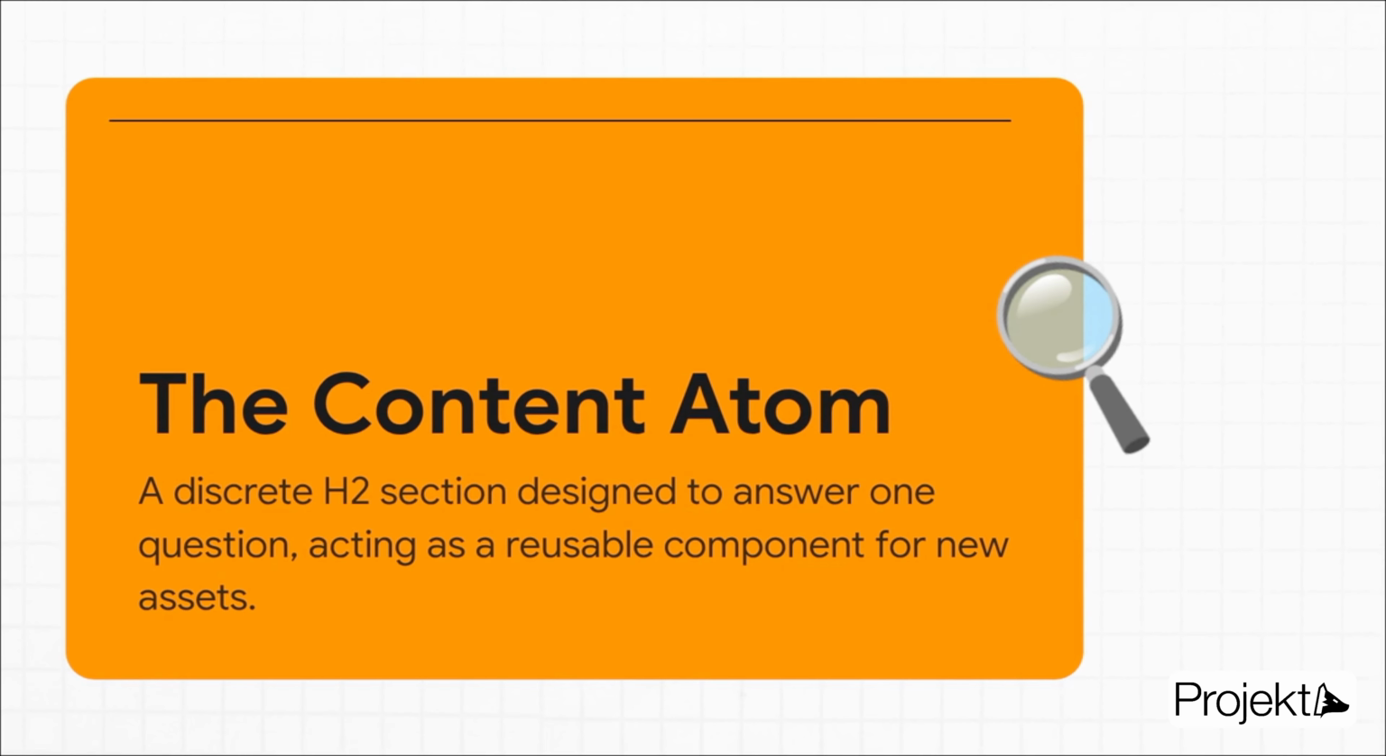And that brings us to the official definition. A content atom is just a single, self-contained part of your article. The key is that it's designed from the very beginning to answer one specific question really clearly, and to act as the raw material for a whole bunch of other content pieces.